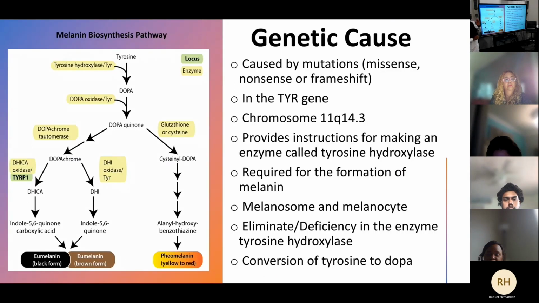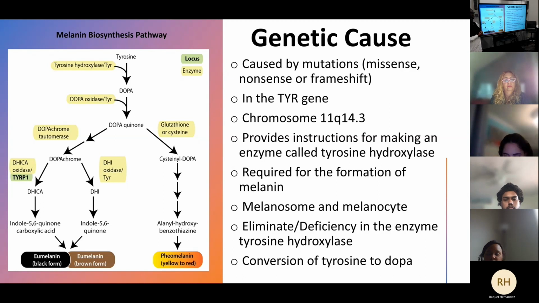So the overall genetic cause of albinism is caused by mutations. It could be missense, nonsense, or frame shift, and this mutation happens specifically in the TYR or tyrosinase gene, which is located on chromosome 11q14. This gene provides the instruction for making the enzyme called tyrosinase, which is required for the formation of melanin, as well as melanosomes in your skin and melanocytes in your eyes.